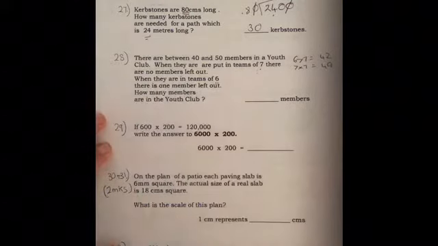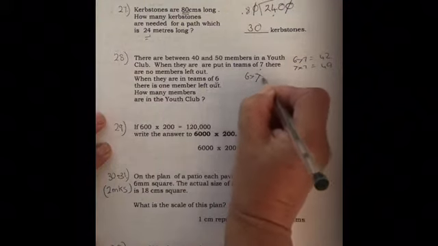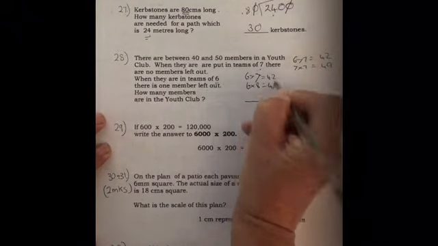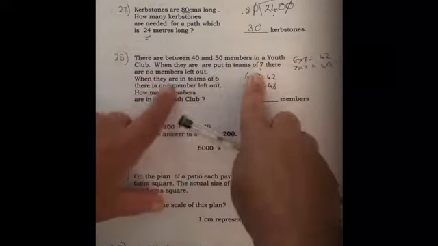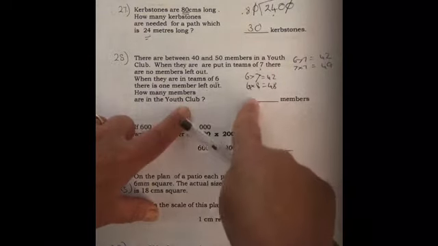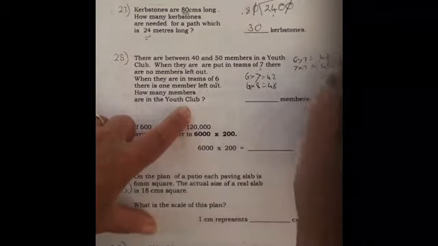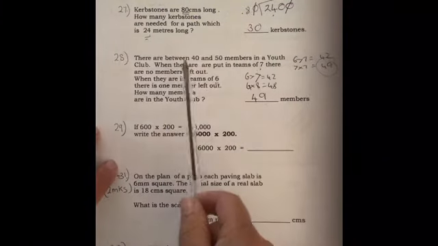Okie doke. So think of your 6 times tables, answers to the 6 times tables that come between 40 and 50. And when they're put in teams of 6, one member is left out. So 6 sevens is 42, 6 eights is 48. And that would work then, look. Teams of 7, none are left out. You've got exactly 49. When they're in teams of 6, if we had 48, then one would be left over. So we know then that there must be 49 members in the youth club. And that's when you can go back afterwards and see, does your answer fit in with these statements?